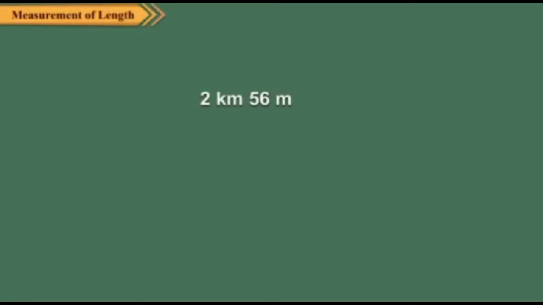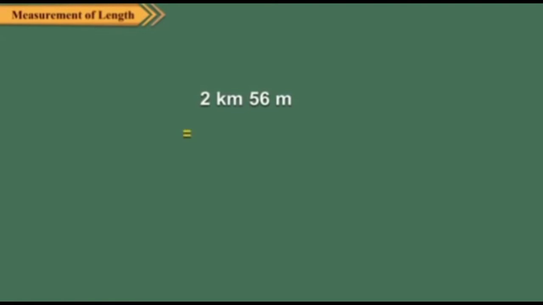Here we should convert 2 kilometers 56 meters into meters. Here 2 is in kilometers and 56 is in meters. To convert this into meters, first we have to change kilometers into meters. For that, we should multiply the number 2 with 1000. And to the answer, we should add 56 meters.